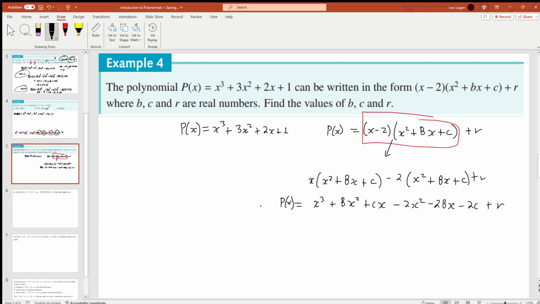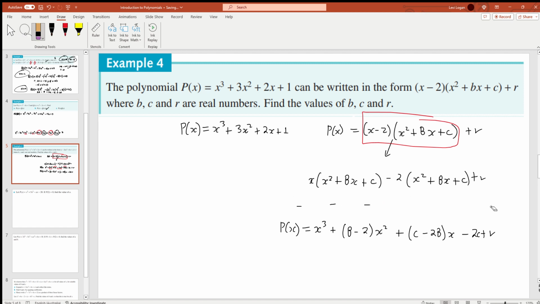So what we can do is actually equate the two of them once we collect pretty much their like terms. Now we can see there's no other cubic terms, but we do see there's a couple x squared terms. So what we're going to try and do is group them together, and we're also going to group the x terms together. And the constants we'll leave by themselves. So in other words, p of x is x cubed plus (b minus 2) times x squared plus (c minus 2b) times x minus 2c plus r. So this is equivalent to this. So why can't we just equate the two?